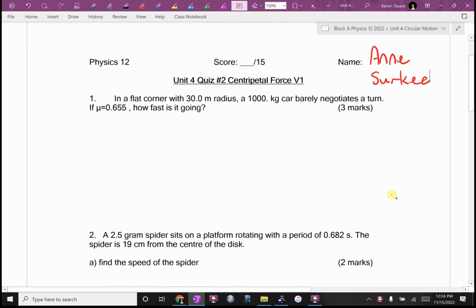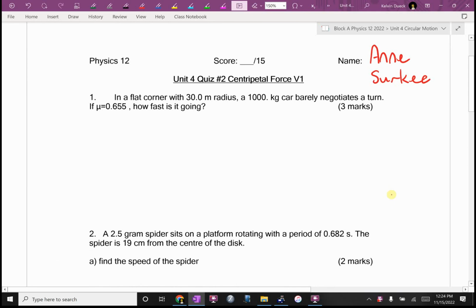In a flat corner with a 30-meter radius, a car barely negotiates a turn. Why did I say barely? What we're really saying is, what's the maximum speed it can do it at? It could be going slower. What was the key here? I said the key here was to draw the correct free body diagram.